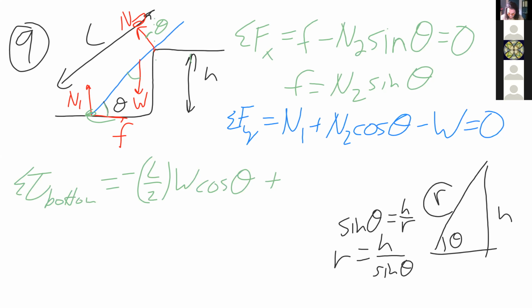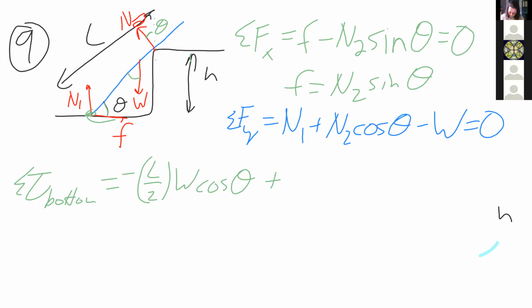So the distance from the pivot point up to that normal force N2 has to be equal to h divided by sine theta. And that's what allows me to write here, when I do my r F, h on sine of theta times N2. I need to do r F sine phi, but the angle between N2 and the plank is 90, so sine phi is sine of 90, which is 1. All right, this is equal to 0.